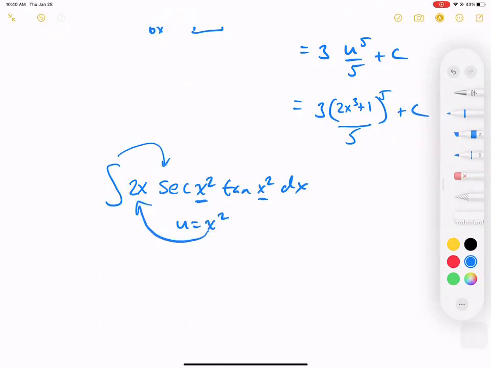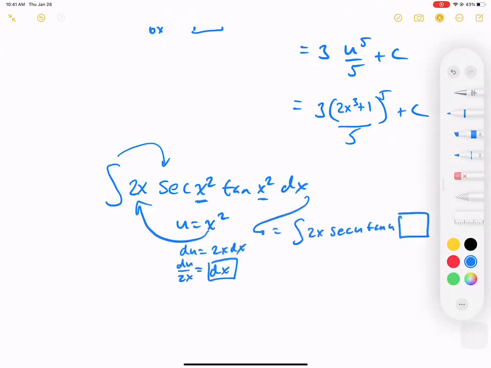So this would be du is equal to 2x dx. Rewriting it, dx is equal to du over 2x. See, we're always going to clean up dx. So we're always going to divide our derivative over. So up here is going to be the integral of 2x secant u tangent u. And I'm going to right now replace dx with du over 2x, which nicely cancels out with that 2x on the outside.